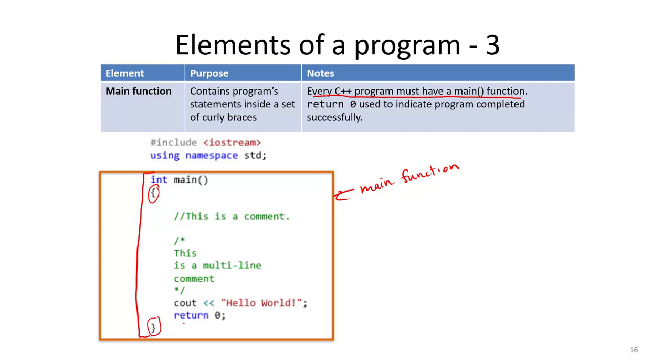And at the end of the main function, we put return 0. Once again, the return 0 is used to indicate that this program completed successfully. Also, please note that every C++ program must have a main function, and there can only be one main function per program. Later, we'll cover how to write different functions for your program, but there can only be one main function.